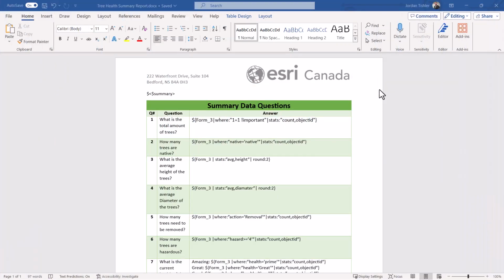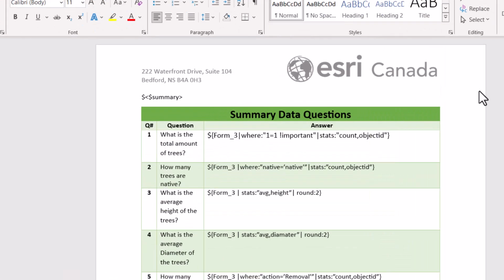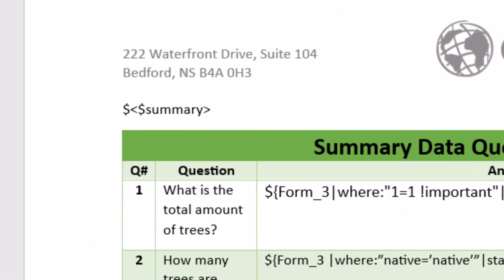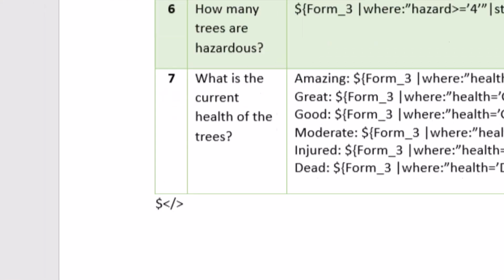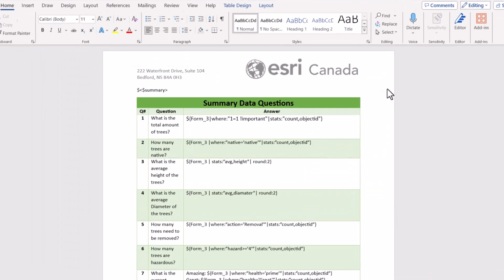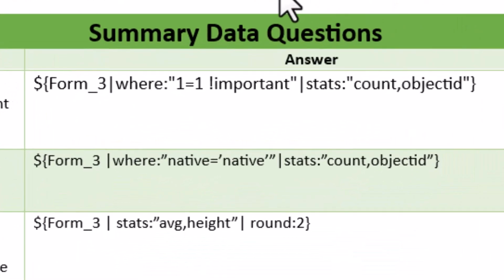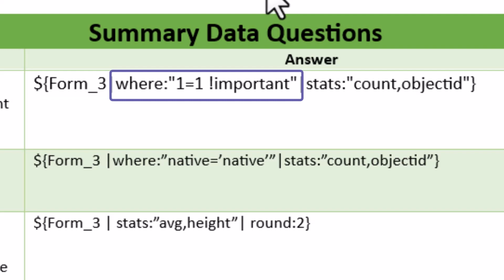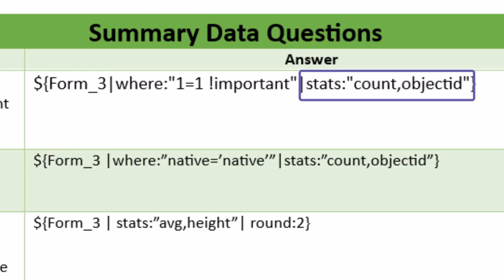Next, I have created a summary report that compiles the information into a series of questions that I can show off to people I need to. Notice that any summary report starts with the summary tag and ends with the end tag. Additionally, each question's answer references the name of the survey, the query that will be used to filter your data, and the type of statistic you would like to run on this data.